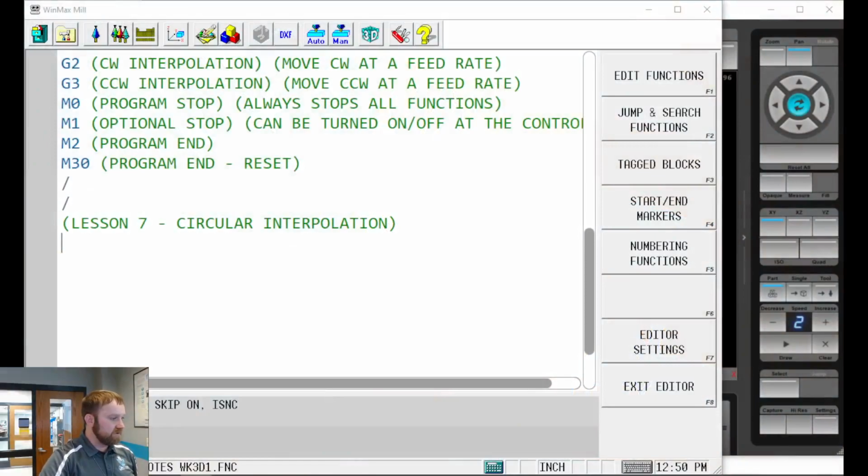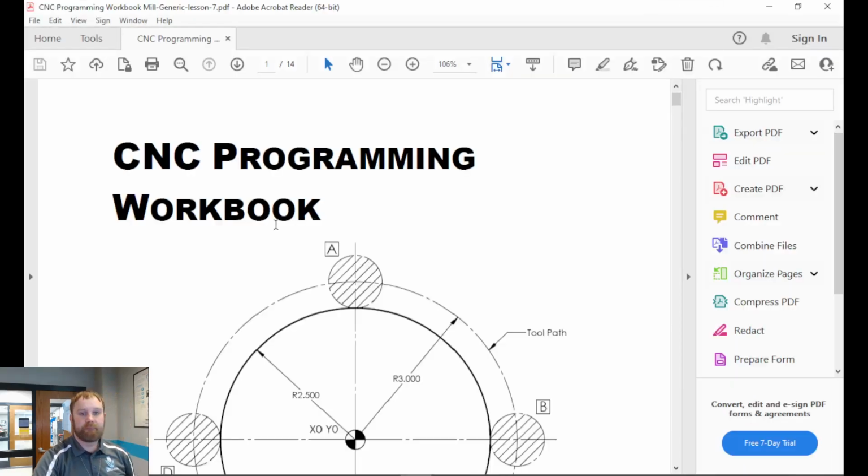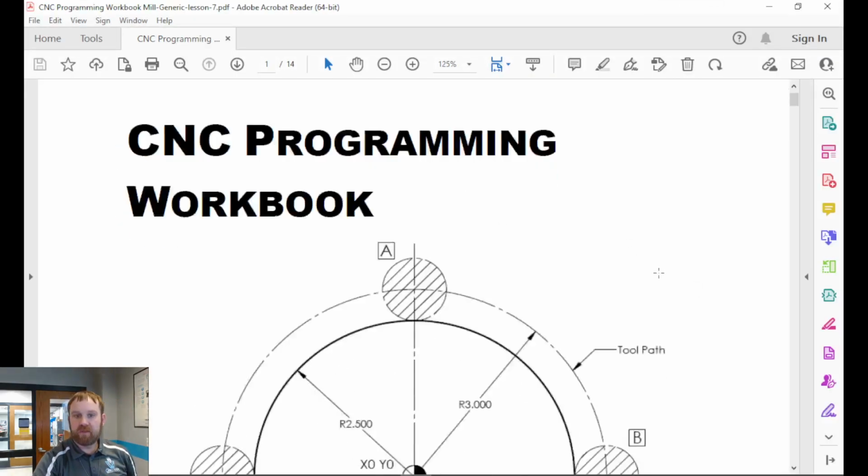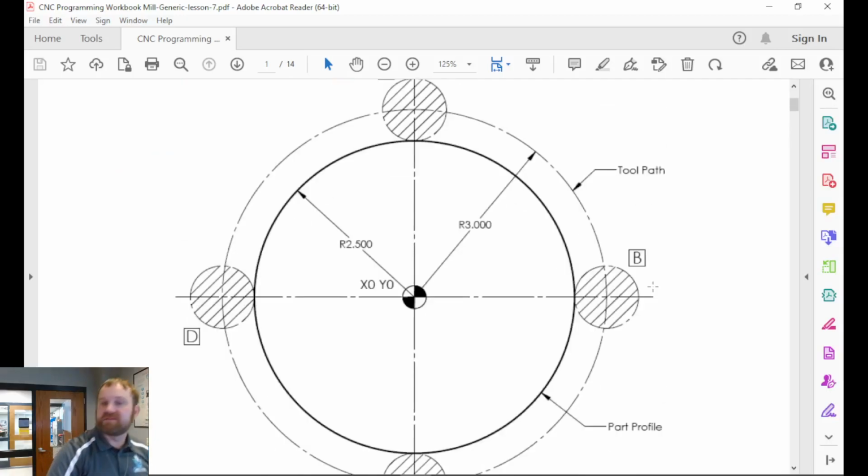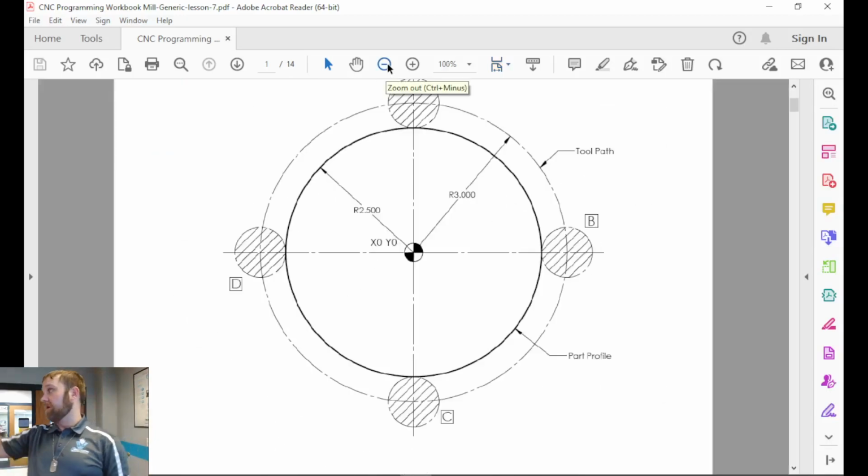Lesson 7, circular interpolation, and the workbook. I've got it right here. There it is. All right. So basically everything we've done up until now has been straight line movements, linear moves, G1s.